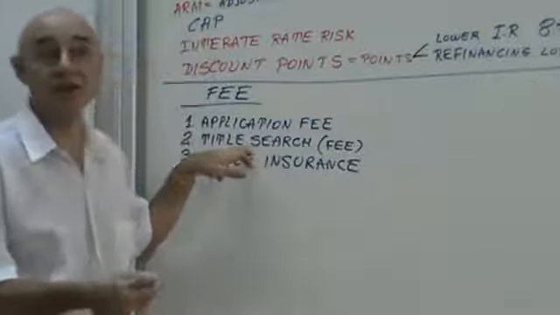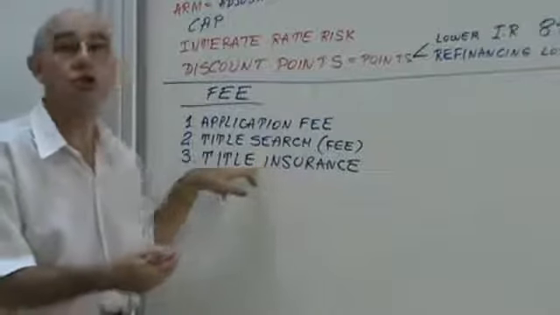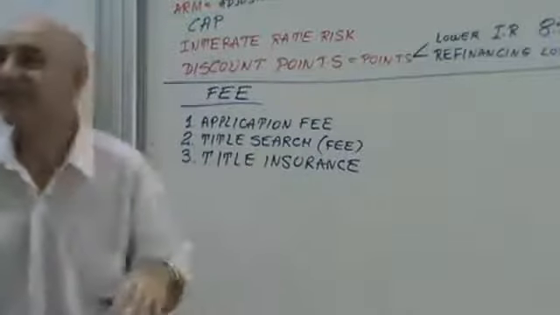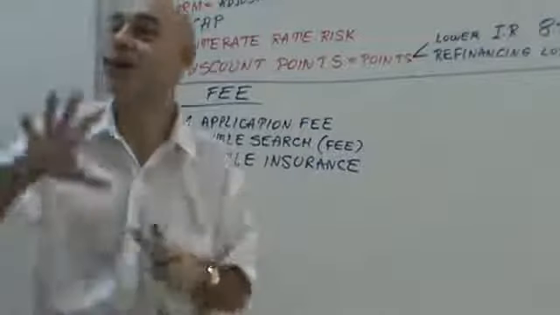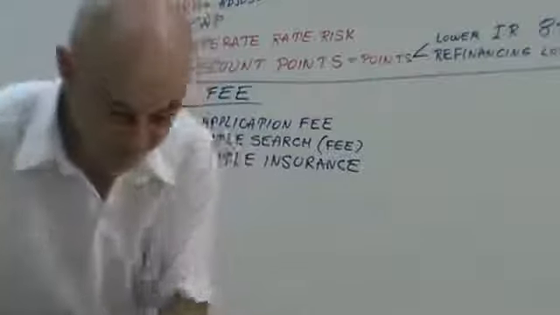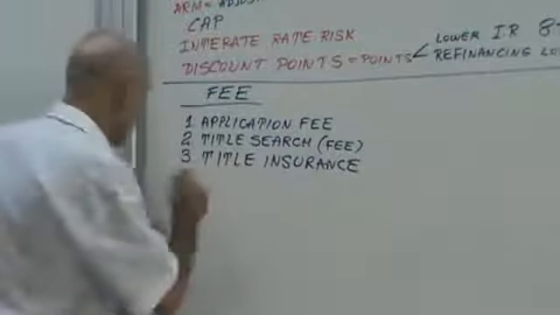So either because there is a mistake or whatever, you want to insure the title. It doesn't cost much, okay? But it's a fee. It's $20 in the banker's pocket. Next one, of course, is appraisal fee.